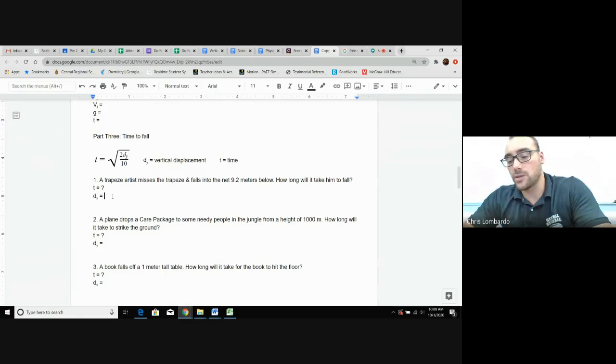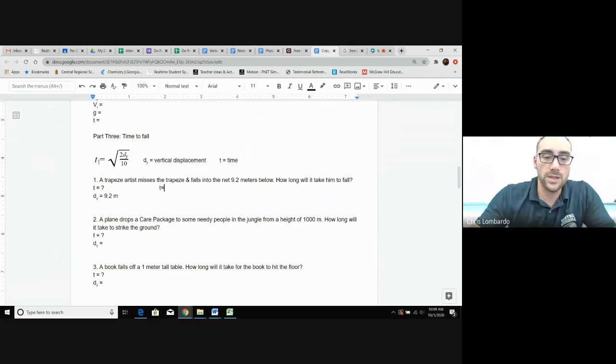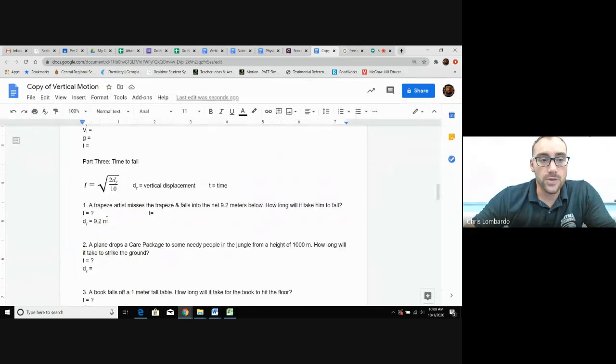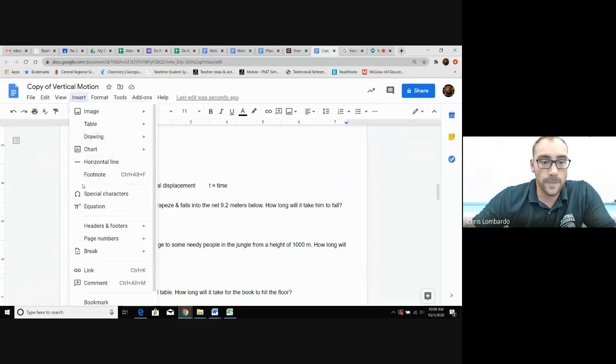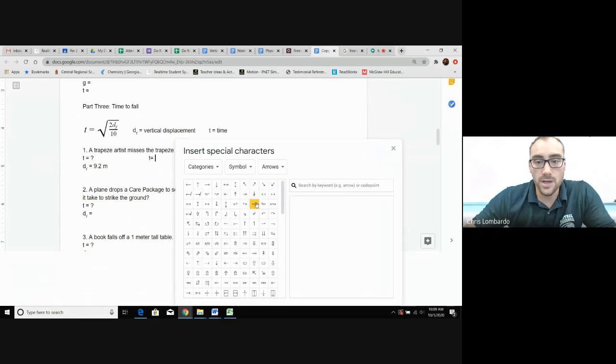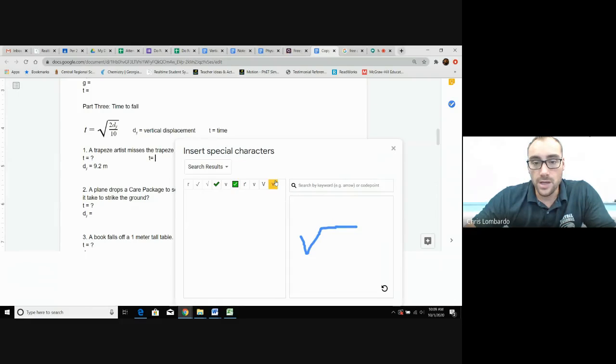So in this, given a displacement of 9.2 meters, what we have to do is t is equal to the square root of. I'm going to show how you put the square root symbol in here. Insert special characters. You can either type in square root or draw a little squiggle over here. And there it is, the square root symbol. Click it, and it appears.